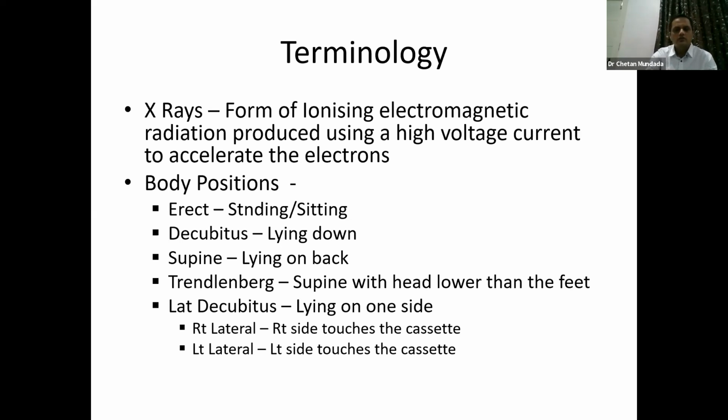And what are the body positions? So we have erect X-ray, which is taken in either standing or sitting position. Decubitus is in lying down position. Supine is lying on back. Trendelenburg is supine with head lower than the feet, and lateral decubitus is lying on one side. This is just for the sake of giving a technical touch to it. I'm sure all of you are aware of all this. And we have right lateral where the right side touches the cassette, and the left lateral where the left side touches the cassette.